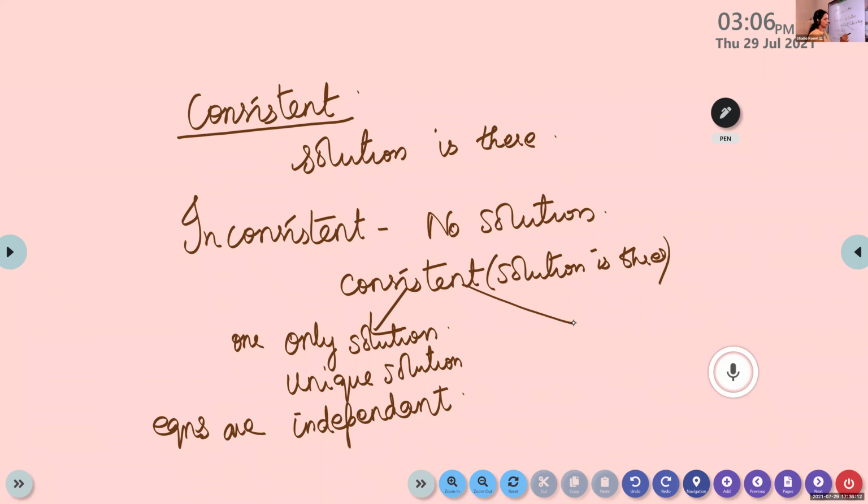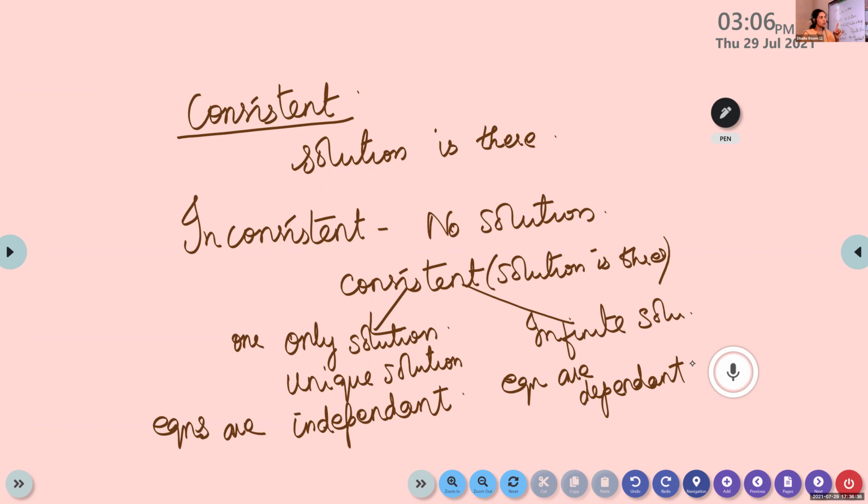Now, consistent but with infinite solutions. Many solutions means it is consistent, but in that case, we say the equations are dependent. Equations are said to be dependent. Consistent means a solution is there. Now look at the number of solutions.